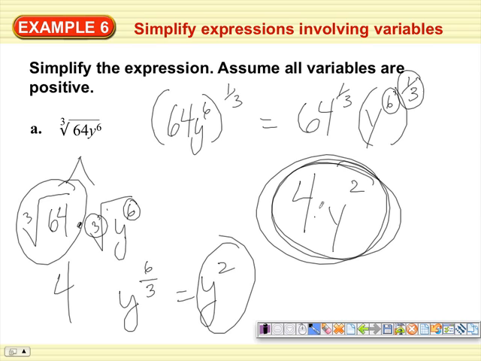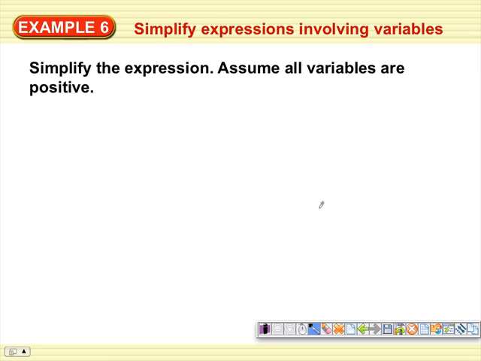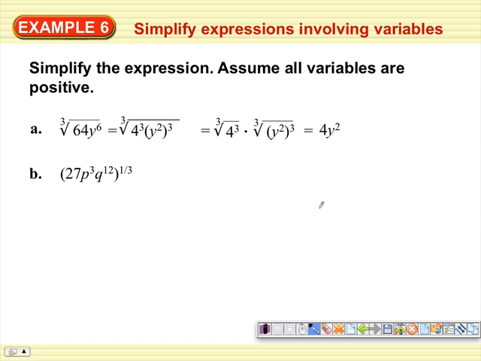Alright. So, know how to break things apart and then put it back together. Try the second one here. Easy. I'm not going to give it to you this easy. Look what happens. Let's break it apart. 27 to the 1/3 power. How much is that? 3, right? The cube root of 27. That's 3. p to the 3rd to the 1/3, p. q to the 12 to the 1/3, q to the 4th.